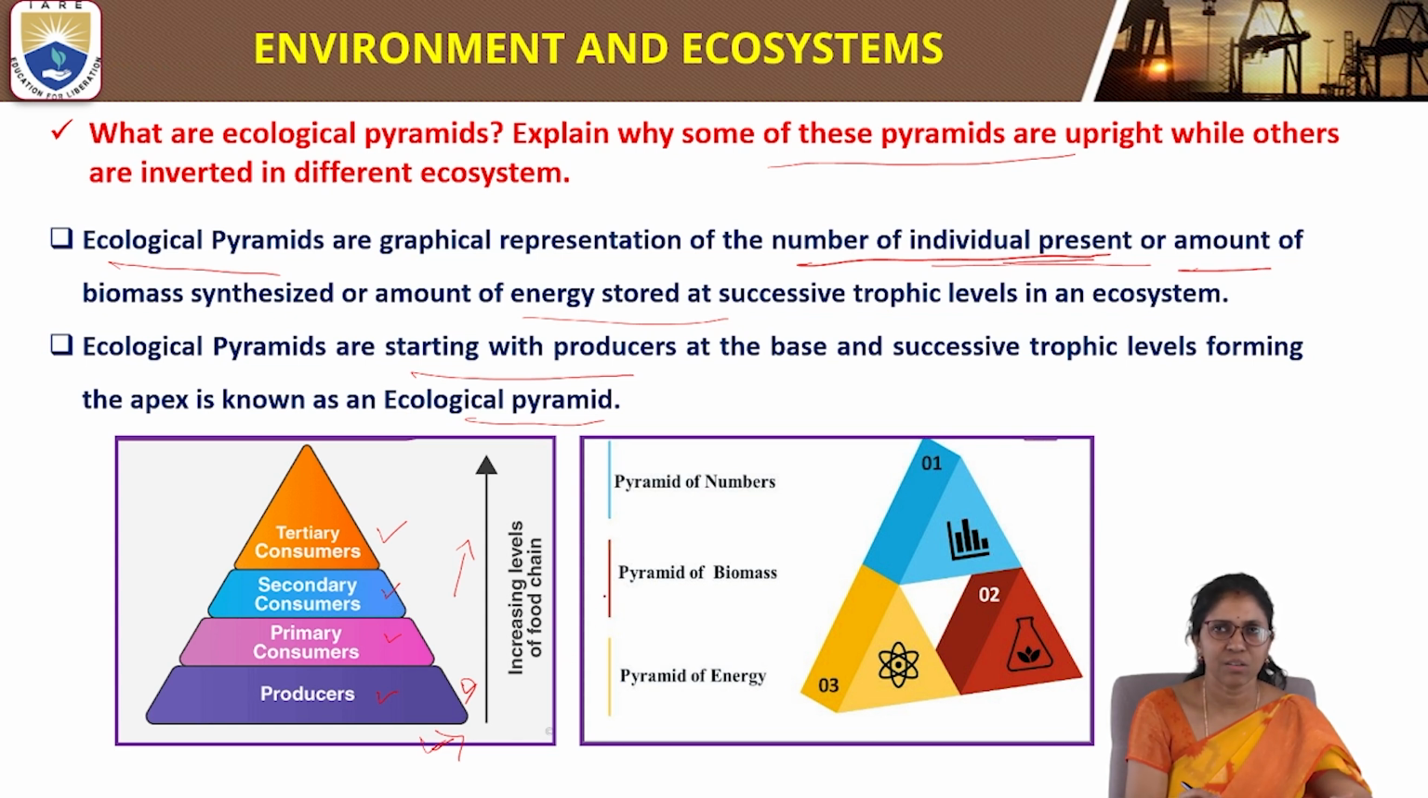We have three types of ecological pyramids: pyramid of numbers, pyramid of biomass, and pyramid of energy.